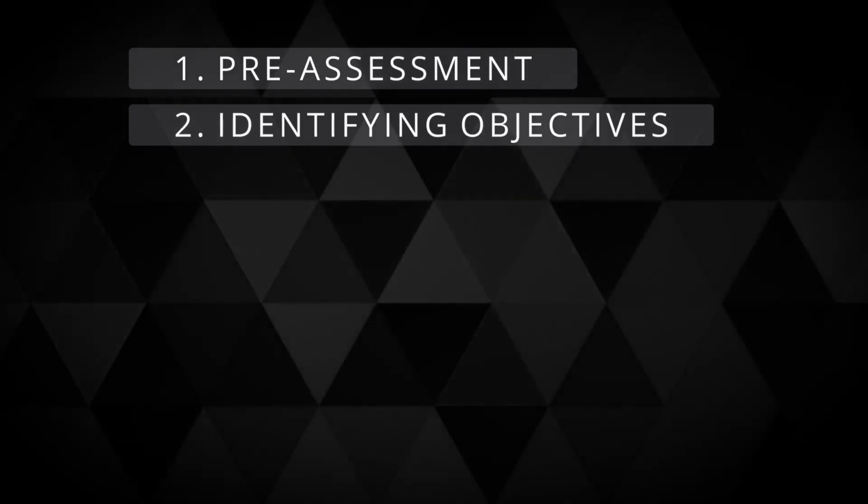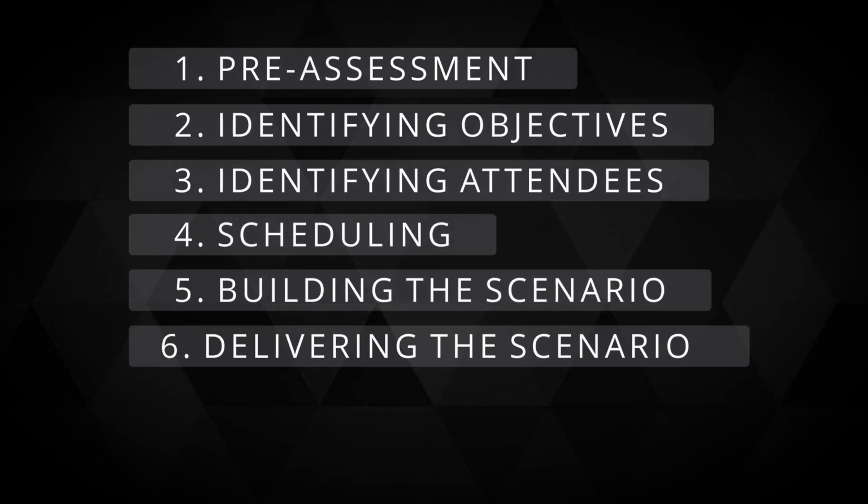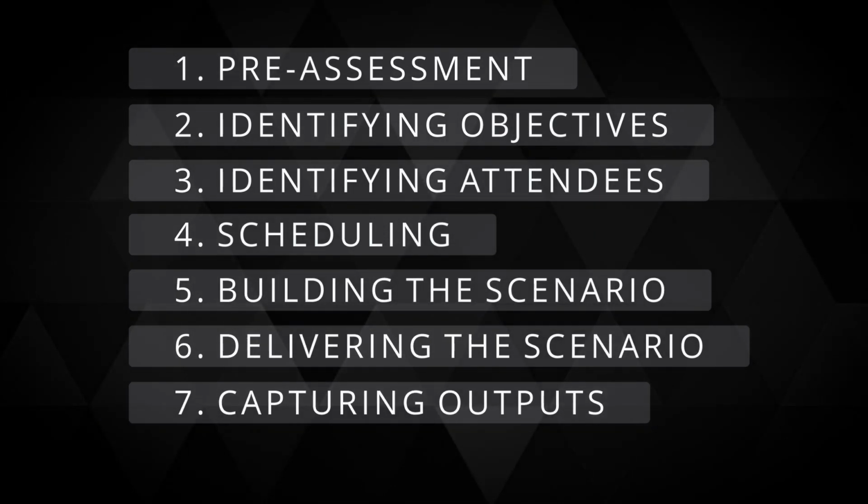In this lesson of the STOic TTX Facilitator training, we will go over the logistics of the exercise. In particular, we'll go over the STOic framework and its steps to prepare, deliver, and then capture the highly valuable outputs and next steps for the participants. There are 7 broad steps in the STOic TTX process: a pre-assessment, identifying the objectives, identifying the attendees, scheduling, building the scenario, delivering the scenario, and then capturing outputs and actions.